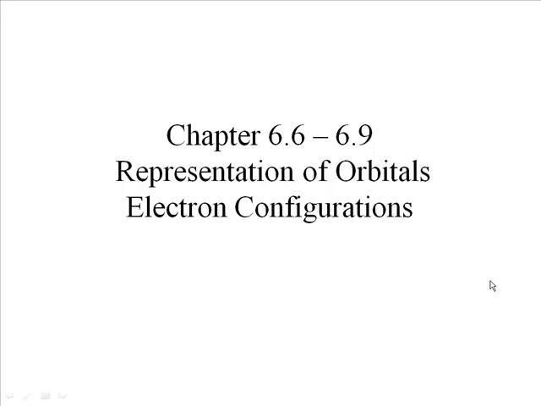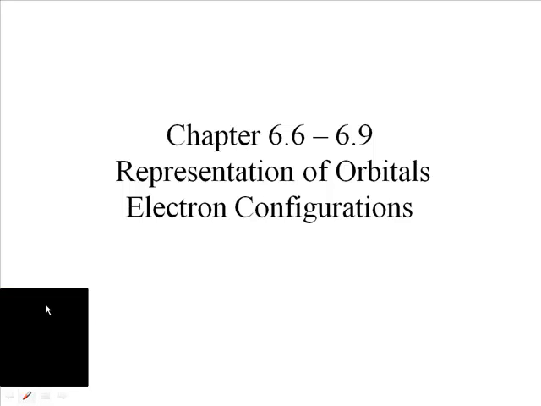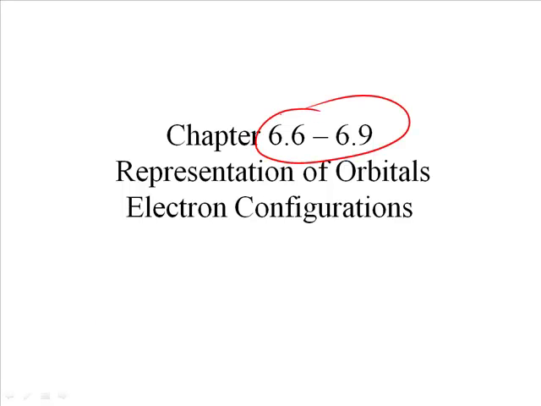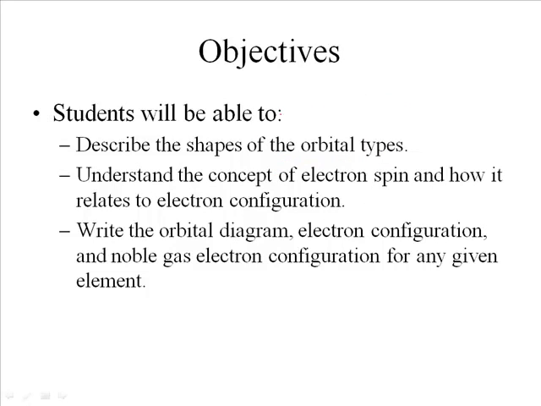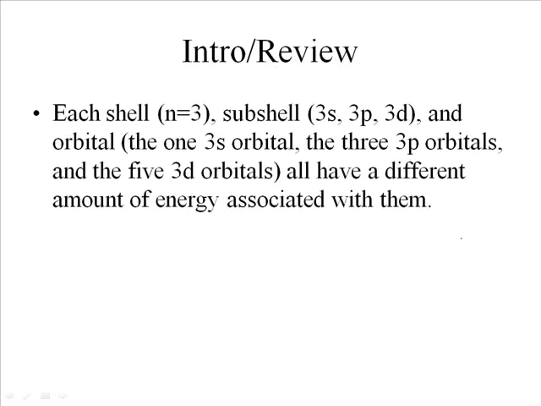Okay, this is it for Chapter 6. This is going to be Chapter 6, I guess, Part 3. And we're going to cover 4 different sections today, 6.6 through 6.9. We're going to talk about the shapes of orbitals real quickly. We're going to talk about electron spin, and then we're going to get to the meat of the section, which is about electron configuration and orbital diagrams.